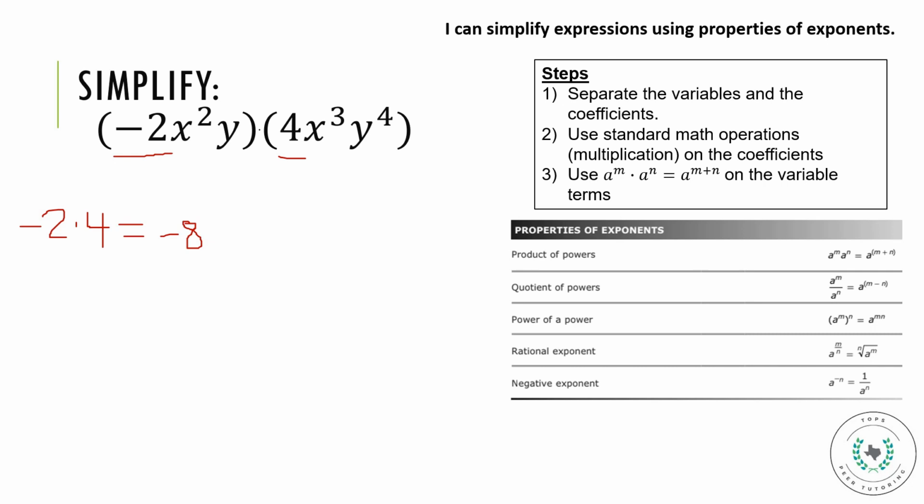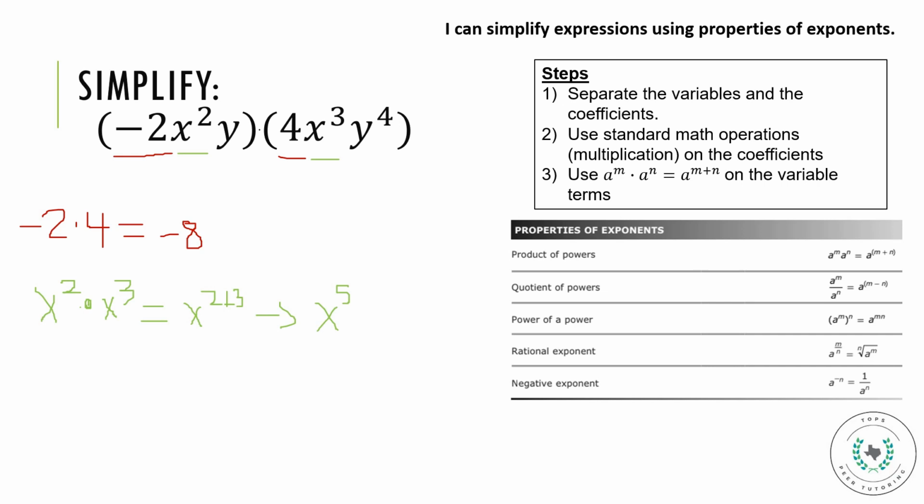Now, we can move on to the variables. We have two types of variables. We have x values and we have y values. So we're also going to split those up further. We have our x's that are outlined, and we're going to start off with them. We have x squared, or x to the power of 2, times x cubed, or x to the power of 3. Now we're going to bring in adding the exponents. So it's x, 2 plus 3, to give us x to the power of 5.